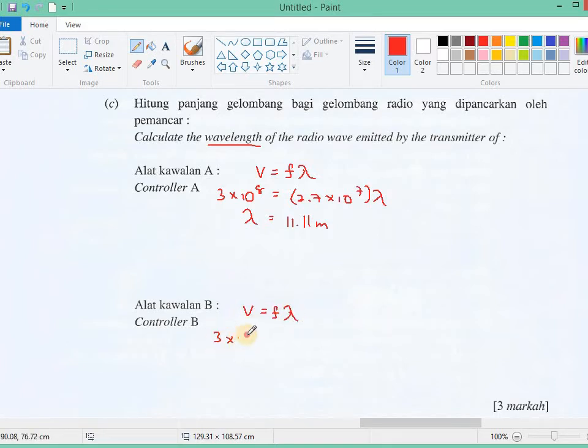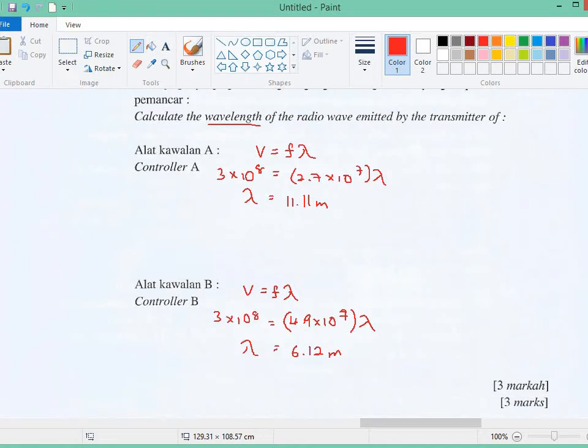And then for controller B, same thing, V equals f lambda. So 3 times 10 to the power of 8 equals the frequency 4.9 times 10 to the power of 7 times the wavelength. So the wavelength will be equal to 6.12 meters. Okay, continue.